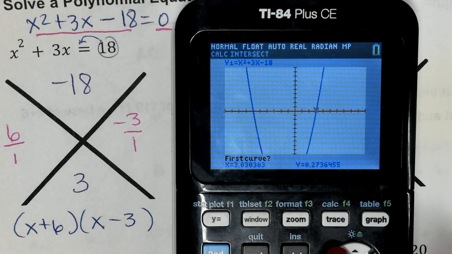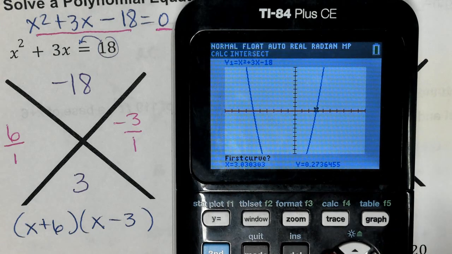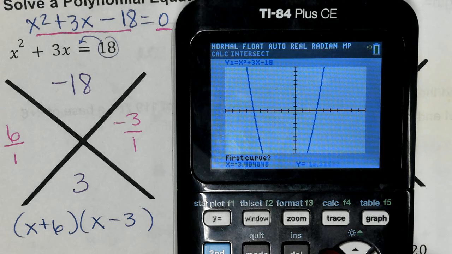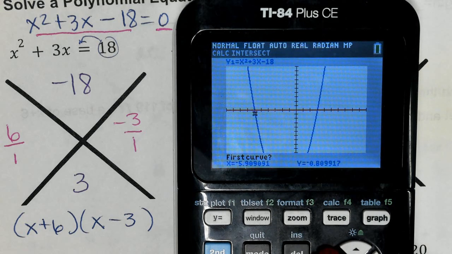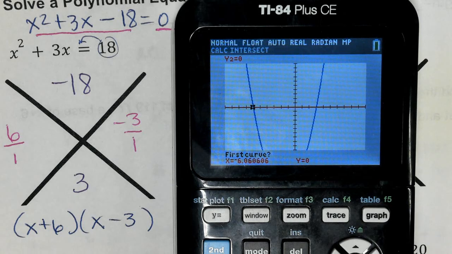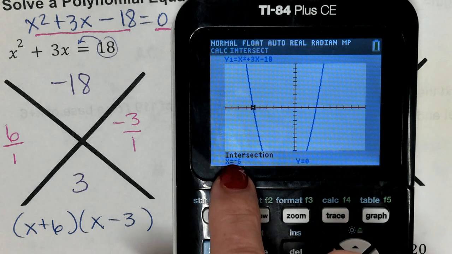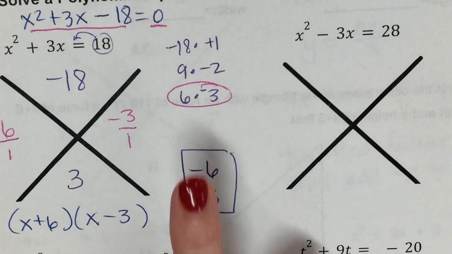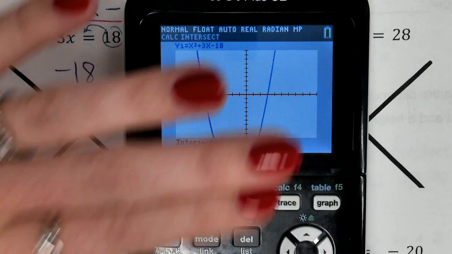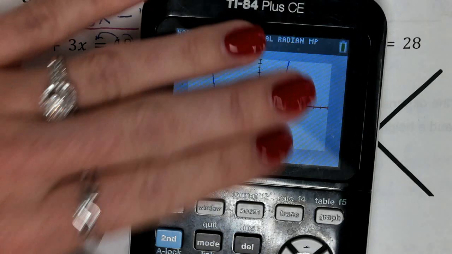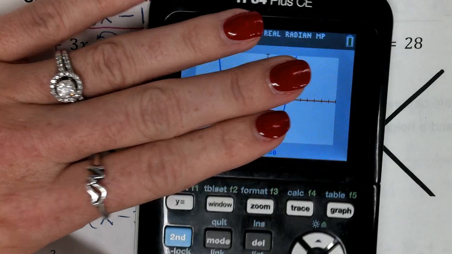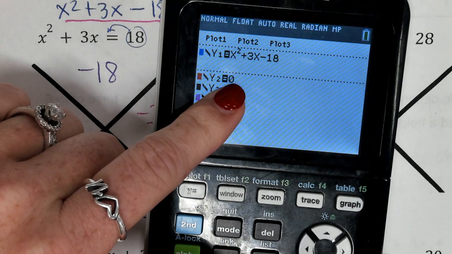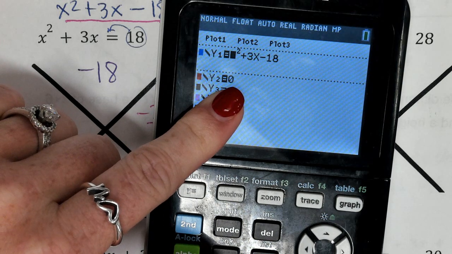And then take my arrow and go over to this one. It looks like it's going down the parabola, so I'm just going to keep pushing it till it gets back over here. There it is. And enter, enter, enter. Where am I at? Negative 6. Is that what I got? Yes. So do y'all see that this will solve for both answers? But what do you have to have in y2? 0. Okay, let's go do one more.